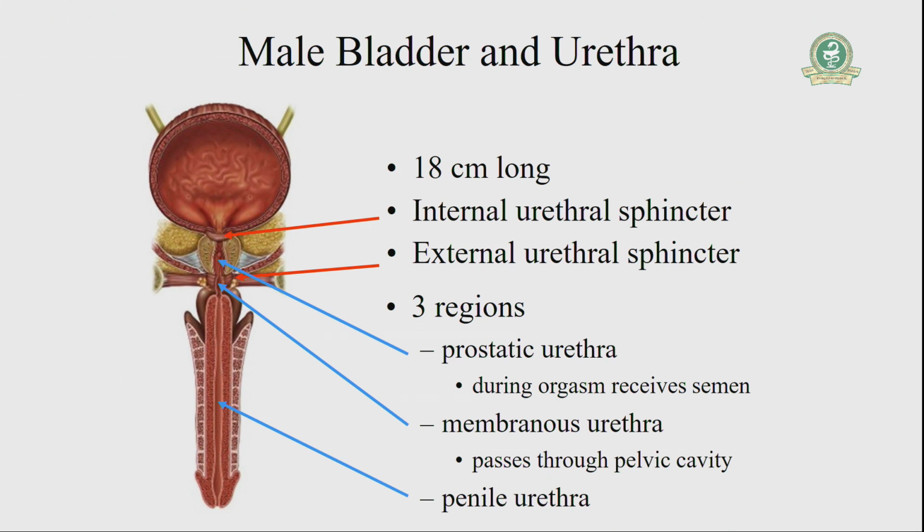Male bladder and urethra. 18 centimeters long, with an internal urethral sphincter and external urethral sphincter, and 3 regions: prostatic urethra, membranous urethra, and penile urethra.